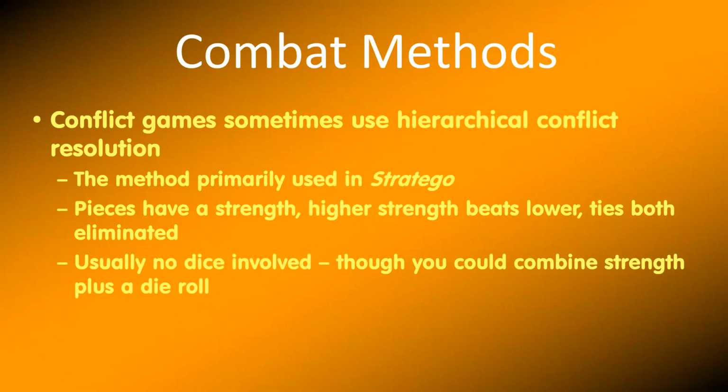Conflict games sometimes use hierarchical conflict resolution. This is the method primarily used in Stratego. So pieces have a strength. The higher strength beats the lower strength. Ties result in both being eliminated. Usually there are no dice involved, though you could combine strength plus a die roll and the higher would win the combat. And so a weaker piece could beat a stronger piece if they were more successful with their dice roll.